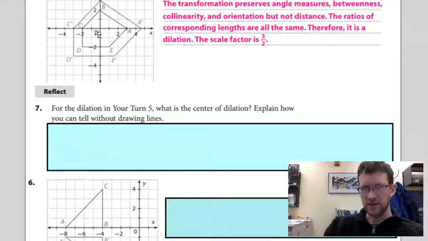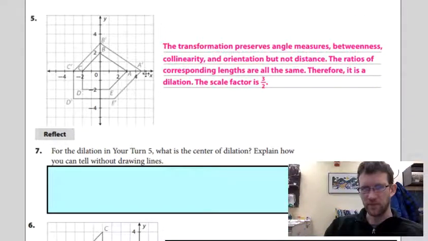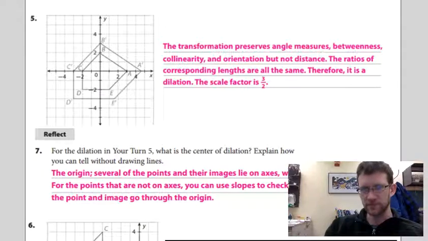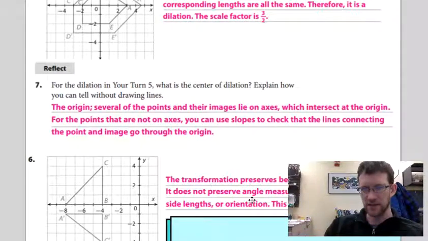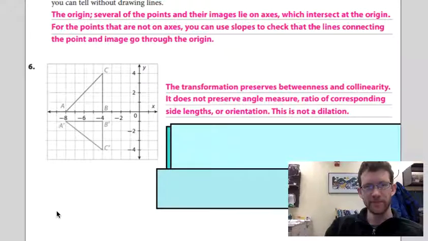This one asks where the center of dilation is. We can just find it using segments. And then finally, number 6, it is not a dilation, unfortunately, because it's reflected over.